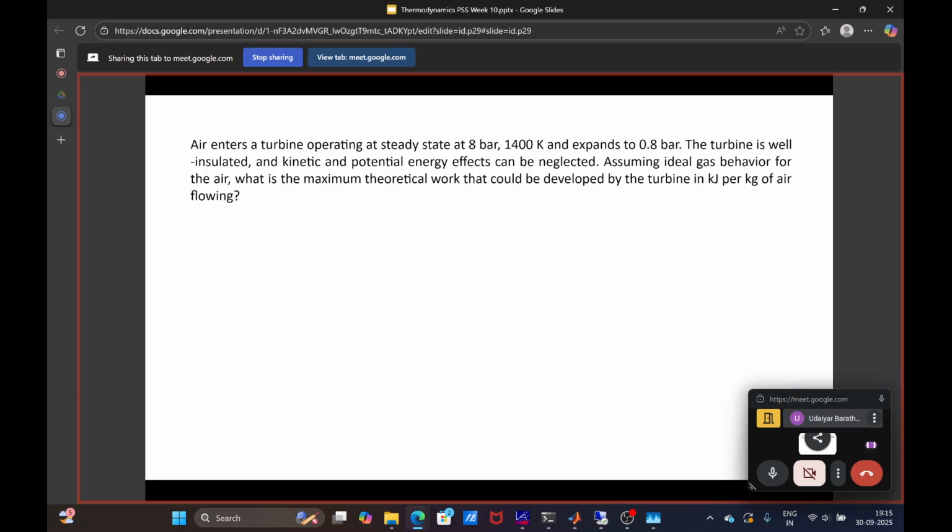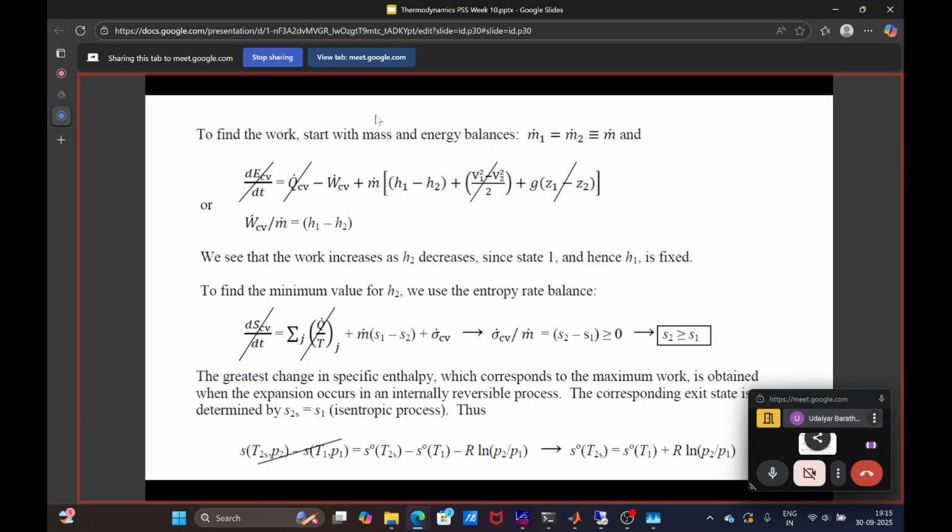So we have a turbine. Just like the previous problem, we need to find out what is the maximum theoretical work. What we know is initially it is at 8 bar and 1400 Kelvin, and we need to expand to 0.8 bar. So basically it is asking, assuming a reversible isentropic process, what is the work generated? To find the work, the mass will remain constant, and then applying energy balance.